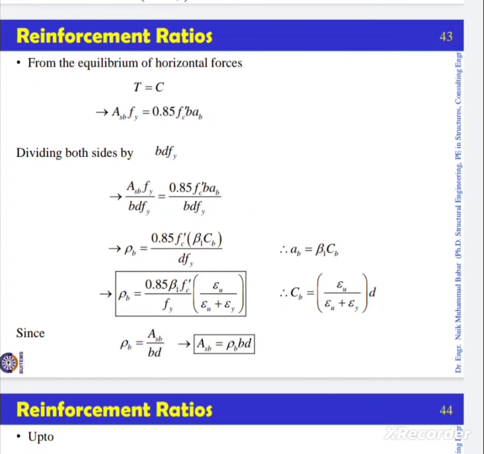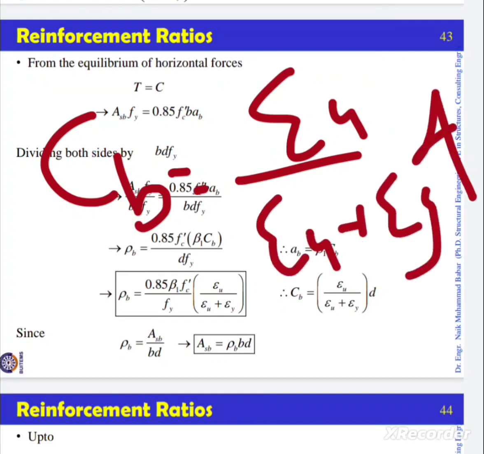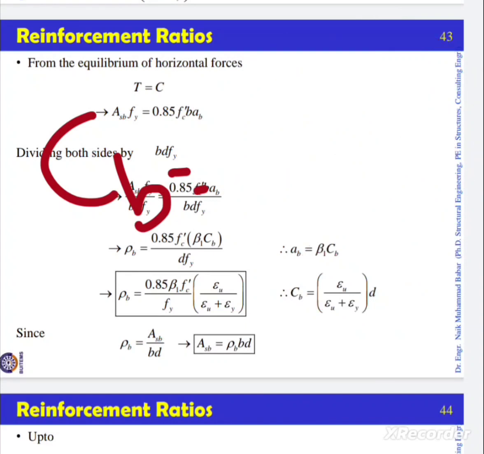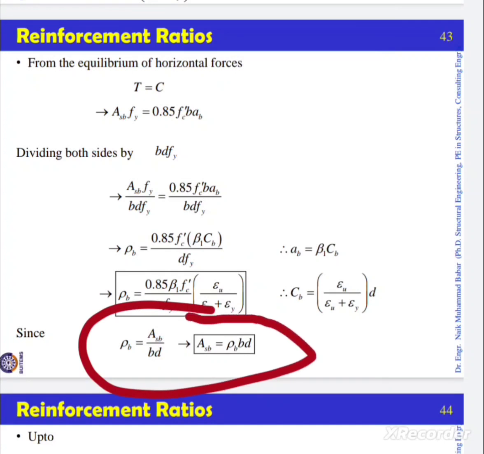So now put the value of cb. Now put equation 1. In equation 1 we know that cb is equal to EU divided by EU plus EY into d. So put in place of cb this value. If we put this value, then d in the numerator and denominator will cancel out. So what remains? Rho b, the reinforcement ratio, will be equal to 0.85 times beta 1 f'c divided by Fy, times EU divided by EU plus EY, and d will be cancelled. So the final equation of reinforcement ratio is this. Remember this. This is the reinforcement ratio for the balanced condition.